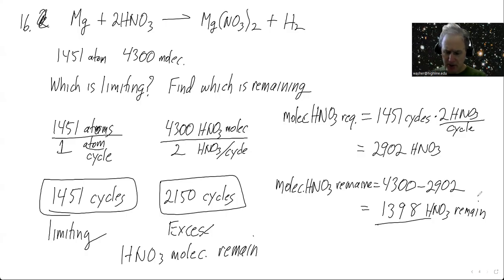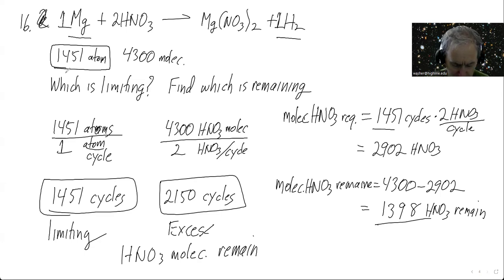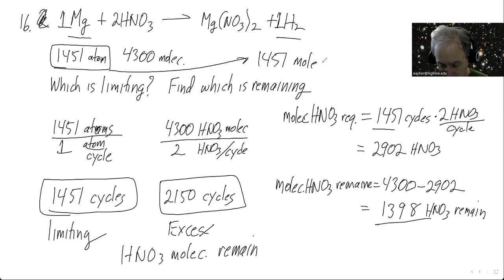And then how many H2 molecules are produced? Okay, well, what's the stoichiometric ratio between magnesium and hydrogen? One magnesium produces one hydrogen. So if we consumed 1,451 atoms of magnesium, this was completely consumed, right? That means we make 1,451 molecules of H2, right?